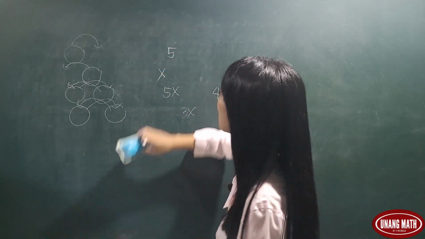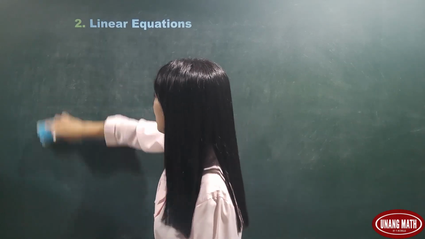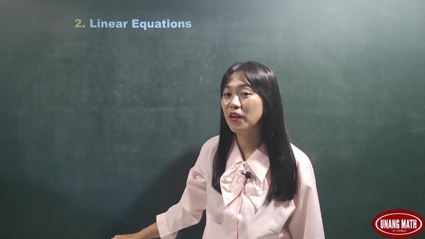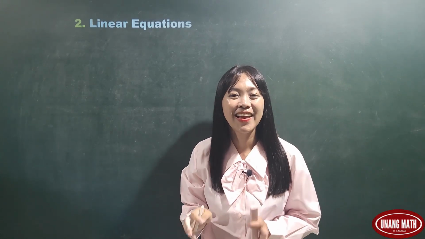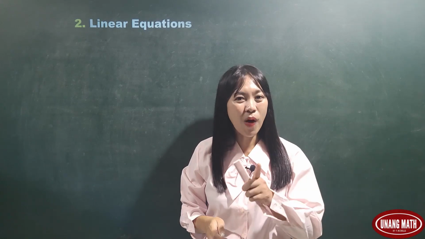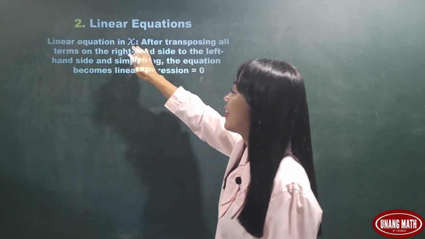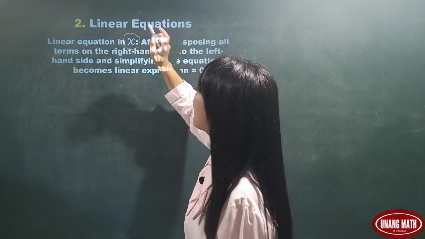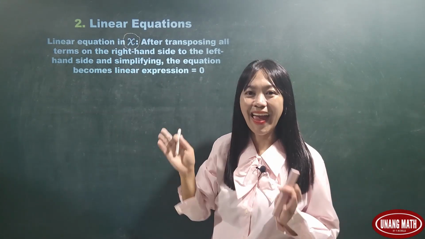Okay, this time, let's move on to linear equations. What does it mean when we say linear equation? We all know that the highest power of the variable in a linear equation is 1. Okay, what do we mean when we say linear equation in x? Linear equation in x means that the variable of that linear equation is x.